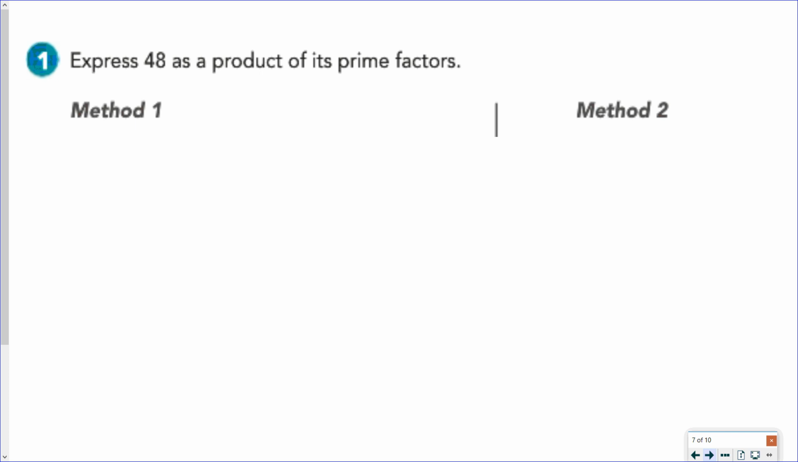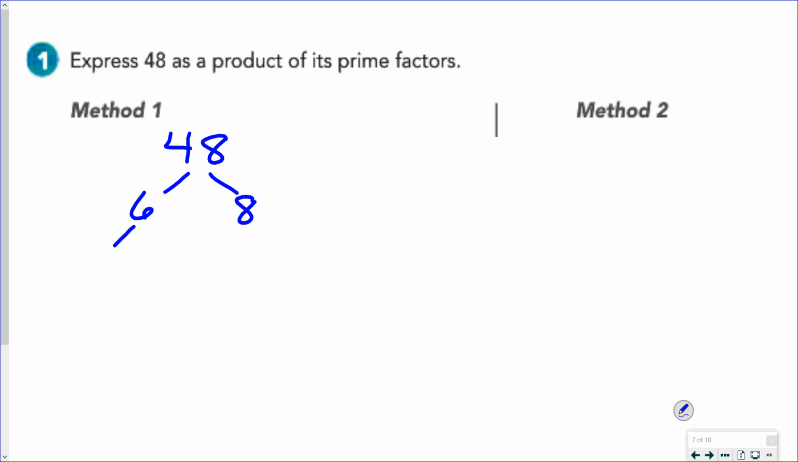So we need to express 48 as a product of its prime factors, and we're going to use both methods here. We're going to use the factor tree and the factor ladder. So for the factor tree, I start with 48, and I just need to find any two numbers that when we multiply them together give you 48. There are lots of different ways that your factor tree can look, but you should still end up with the same answer. I know that 6 times 8 is 48, so I'm going to use 6 and 8. Maybe you use 2 and 24. Maybe you use 3 and 16. Maybe you use 4 and 12. You're going to get the same answer either way.